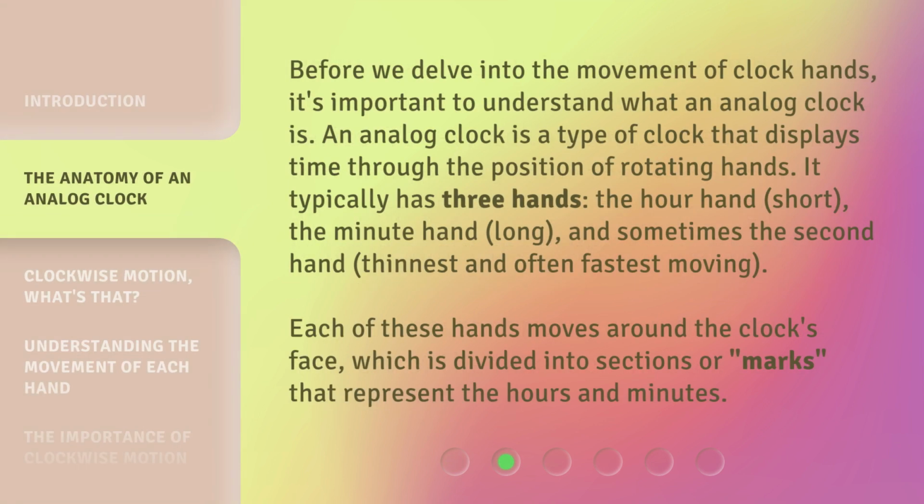Before we delve into the movement of clock hands, it's important to understand what an analog clock is. An analog clock is a type of clock that displays time through the position of rotating hands. It typically has 3 hands: the hour hand, short, the minute hand, long, and sometimes the second hand, thinnest and often fastest moving. Each of these hands moves around the clock's face, which is divided into sections or marks that represent the hours and minutes.